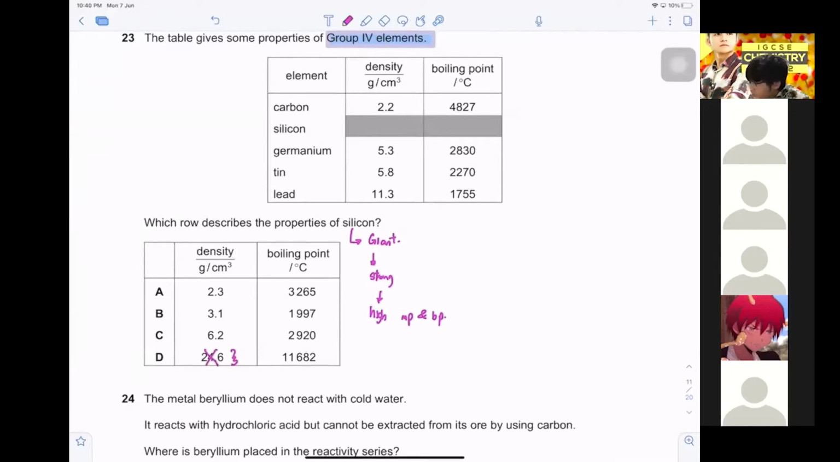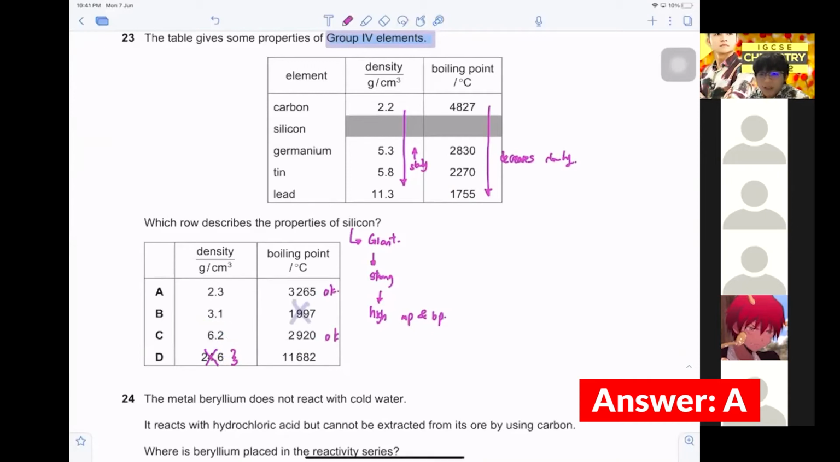6.22920. Okay, as you go down, do you see a trend? It slowly increases, right? You go down, you see a trend, it decreases slowly, right? Okay, so any value of 1997 is wrong because it's smaller. This one is okay. This one is okay. 32 is also okay. Density, do you see that this is way too high? So this is out. So the answer is A.